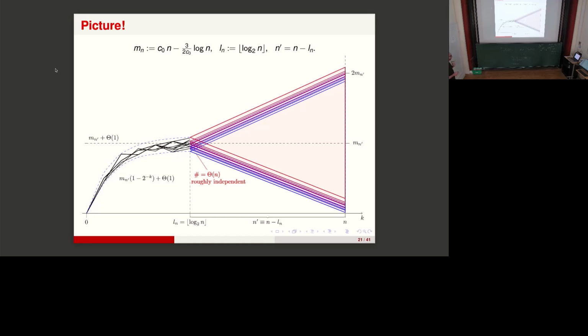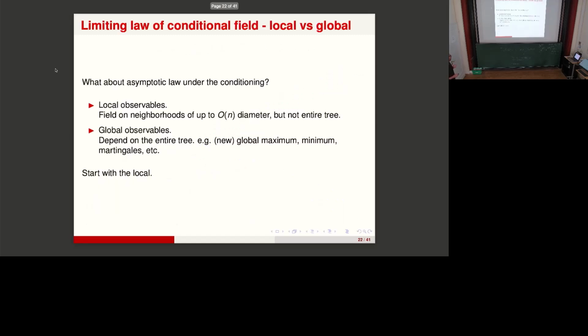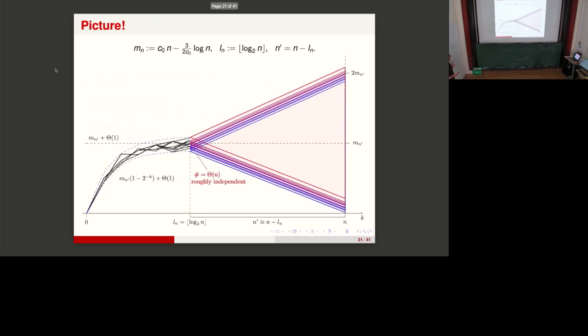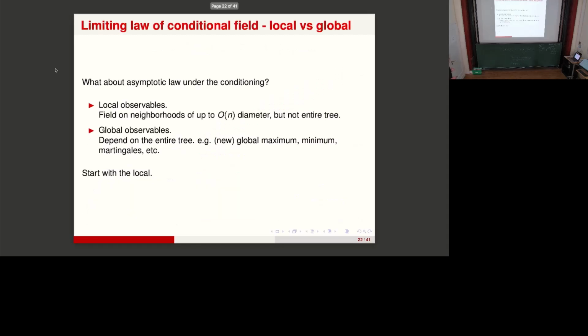Okay. So these are bounds, and the question is, can you do better than bounds? Can we have a limiting law? And the answer is yes. And I'm going to describe to you the limiting law. So what happens? How does this tree look when we condition the leaves to be positive?